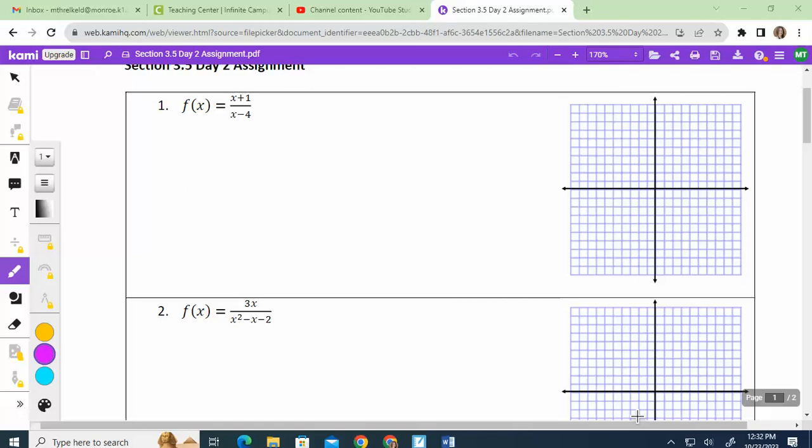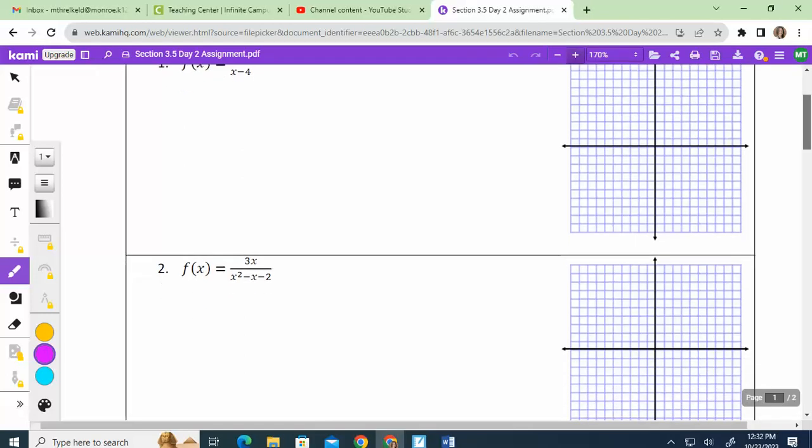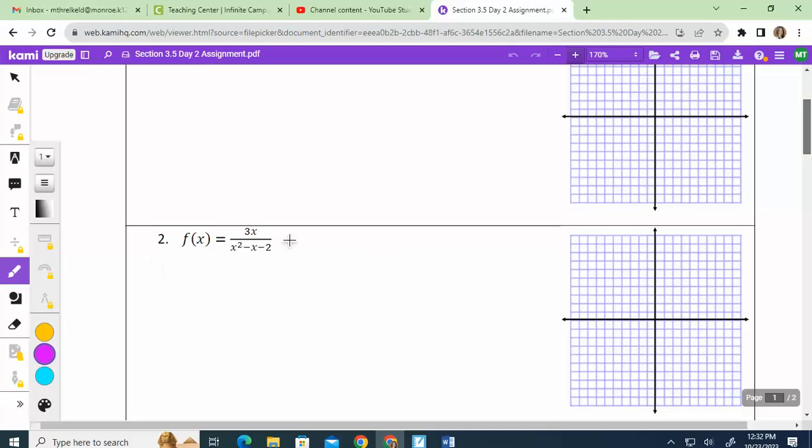There. So we're going to look at number 2 together. So first step is always to factor the top and bottom. The numerator here doesn't factor, that's just a 3x. Denominator, what multiplies to negative 2 and adds to negative 1?